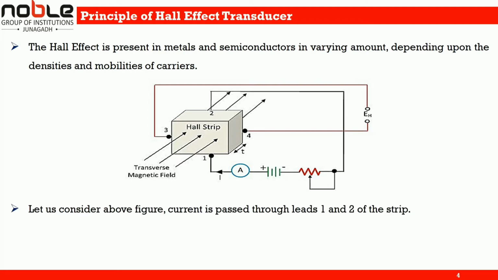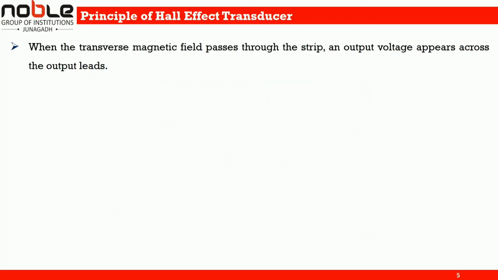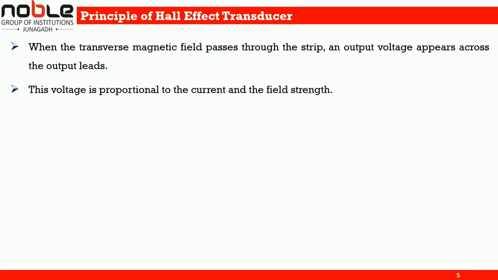So let us consider the above figure. Current is passed through the leads 1 and 2 of the strip. The output leads connected to edges 3 and 4 are at the same potential when there is no transverse magnetic field passing through the strip. When the transverse magnetic field passes through the strip, an output voltage appears across the output leads. This voltage is proportional to the current and the field strength.